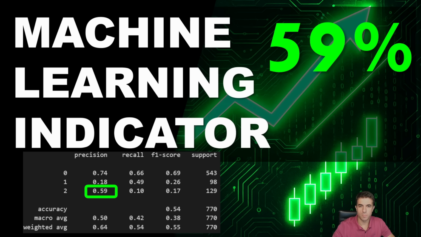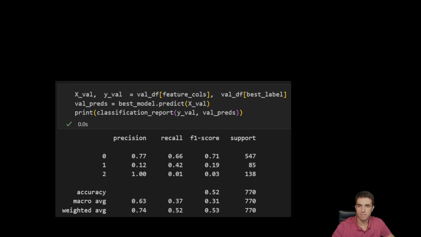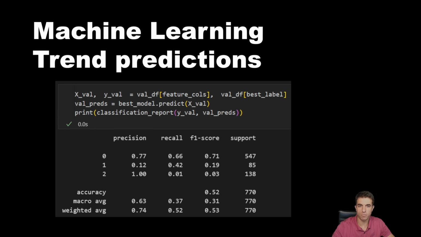Hi, and welcome back. In this video, I'm going to show you a machine learning indicator using a classifier for trend predictions. This table shows the prediction results on validation data, meaning on new unseen data. And the total accuracy is around 52% for this particular example. This is going to be dependent on the model we're going to use.